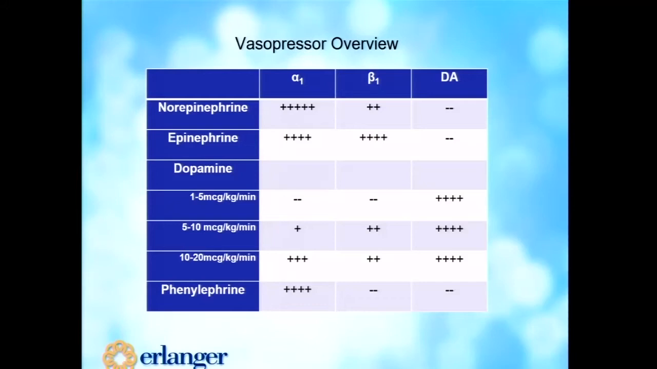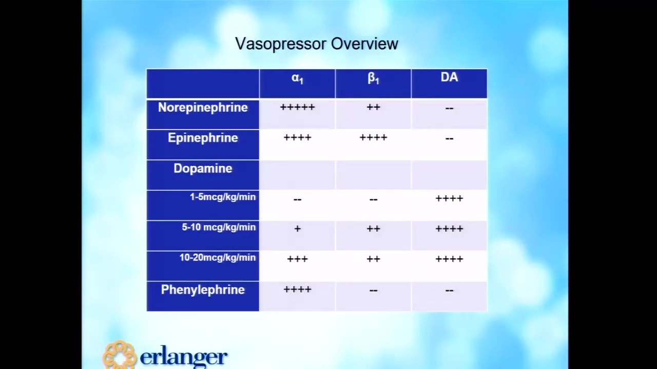Because of the beta 1 effects and epinephrine causing the increase in contractility and heart rate, you really don't see it as much as norepinephrine, unless you need to increase your heart rate or have some inotropic effects that you're desiring. So this is really more of a third line agent as far as the MICU. We use it a little bit more after cardiac surgery because you do need some inotropic effect after you've done an open heart surgery on people. So you'll see it more often there.